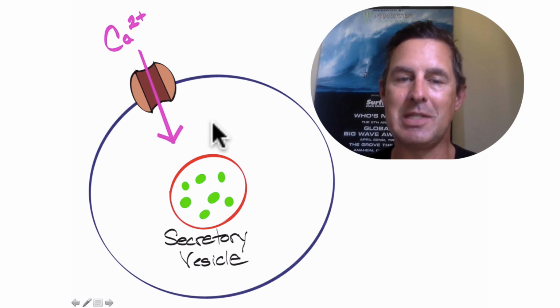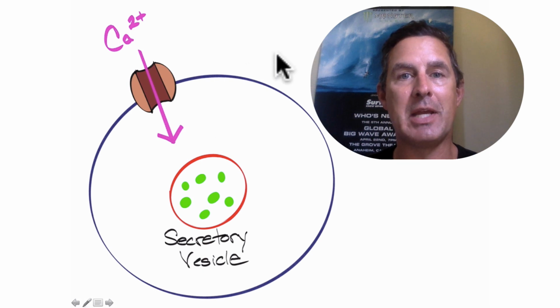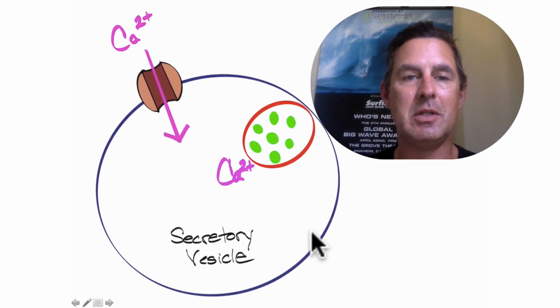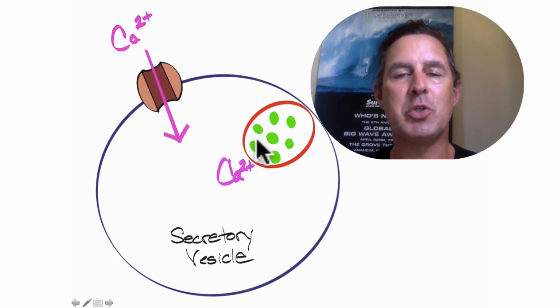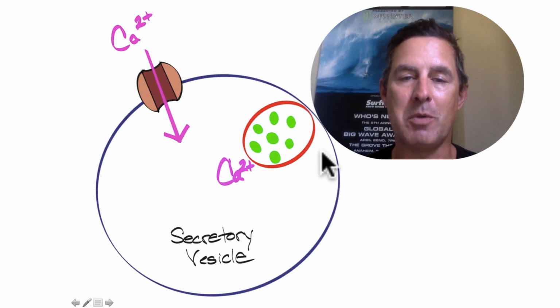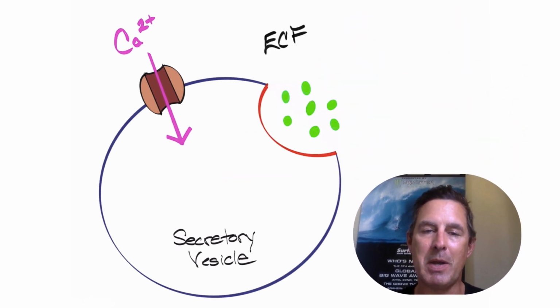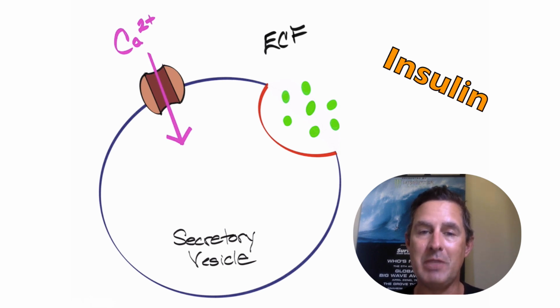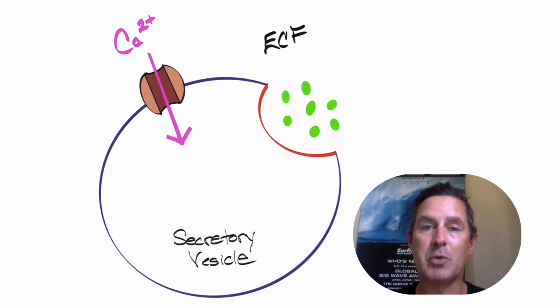Keep in mind, everything within the cell is the intracellular fluid. Everything out of this cell is the extracellular fluid. Here we can see calcium has pushed that secretory vesicle to the periphery, right next to the plasma membrane, where it is going to begin to fuse with the plasma membrane. As it fuses, it starts to release the contents of the secretory vesicle into the extracellular fluid. If this was insulin, that insulin would leave the cell, move into the interstitial fluid, and then proceed immediately into the blood plasma. That is the basis of exocytosis.